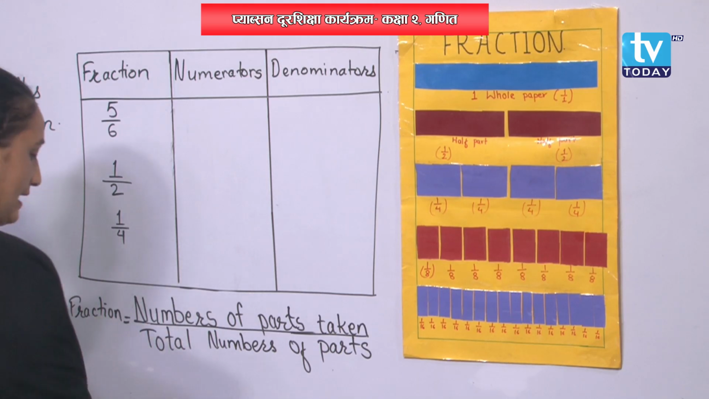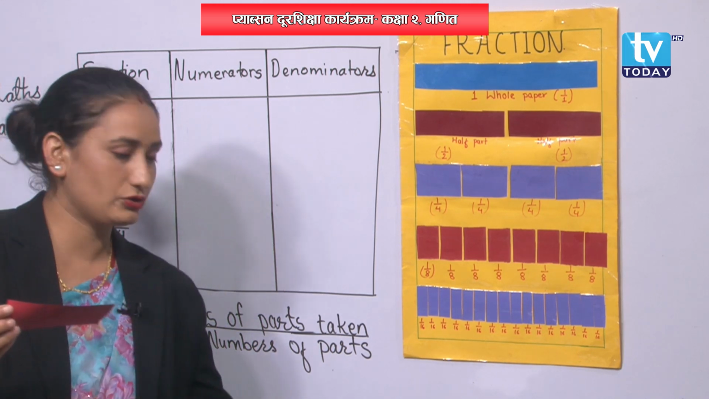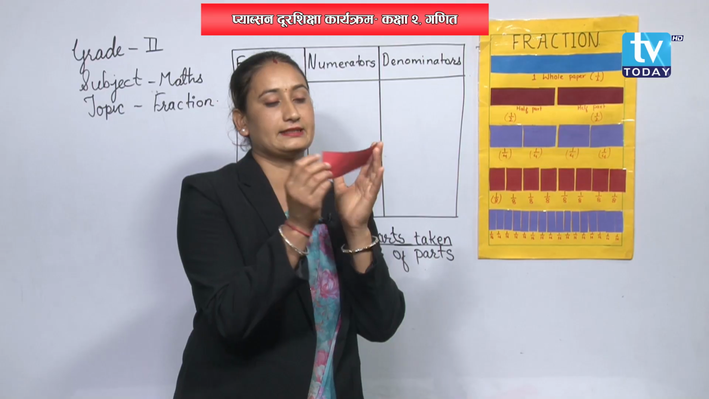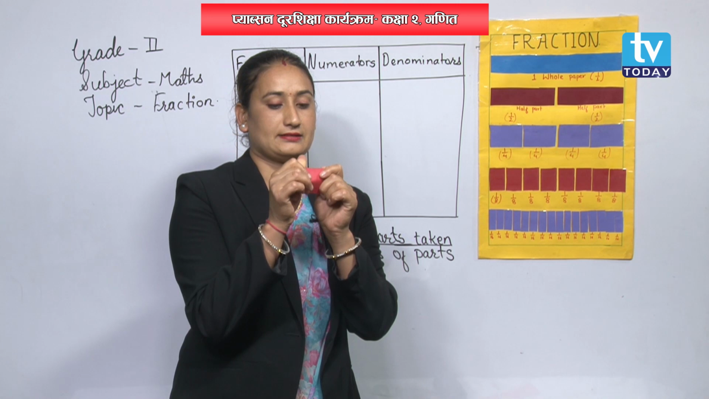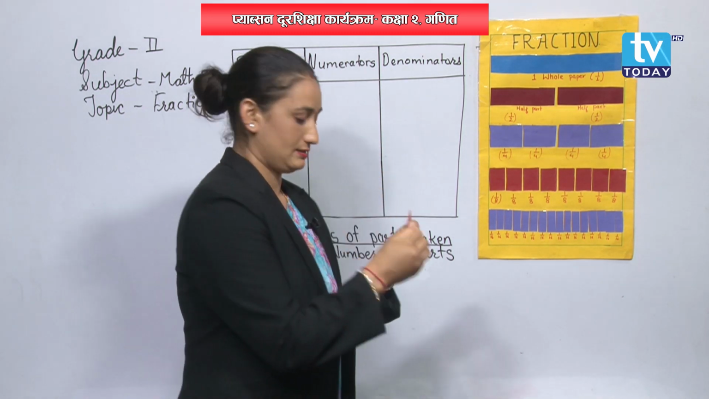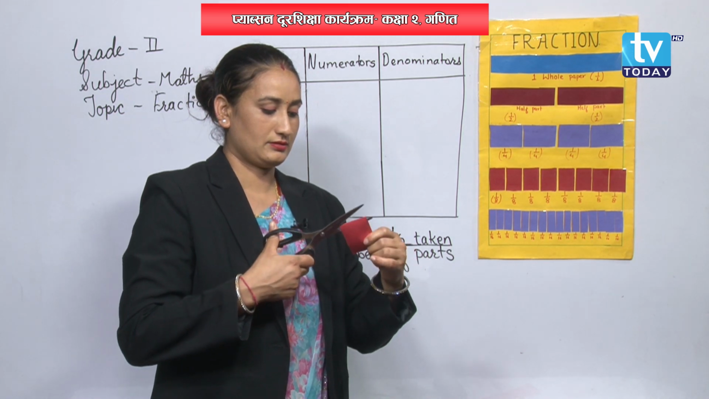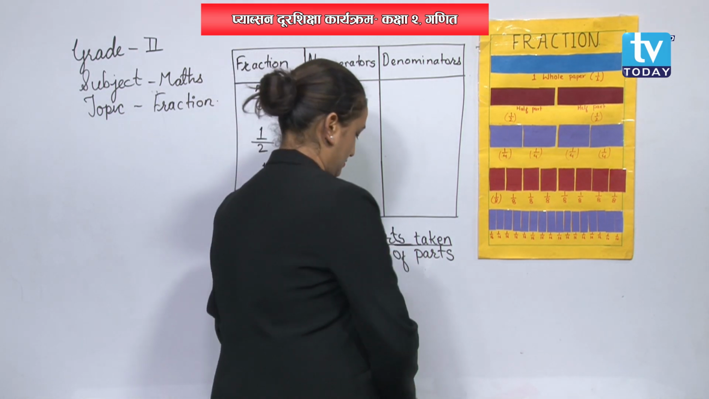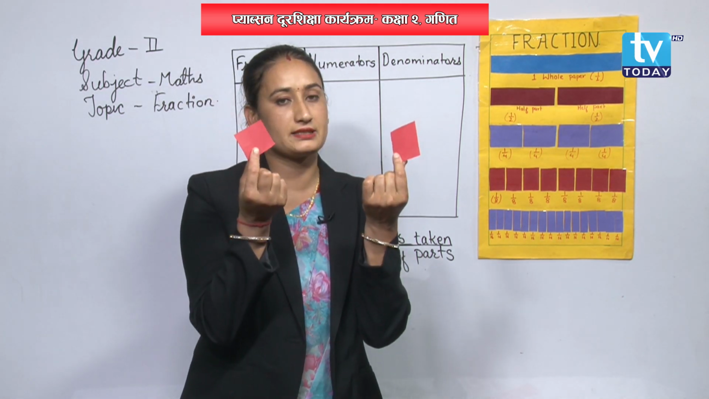Same like that, if again I fold this paper and then cut it in the middle, then it is again divided into 2 parts, right?